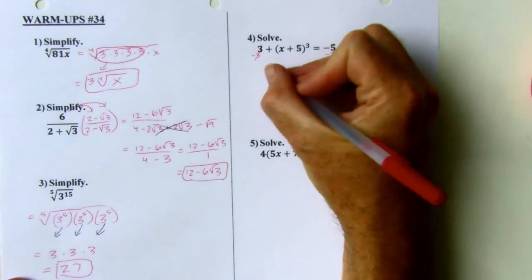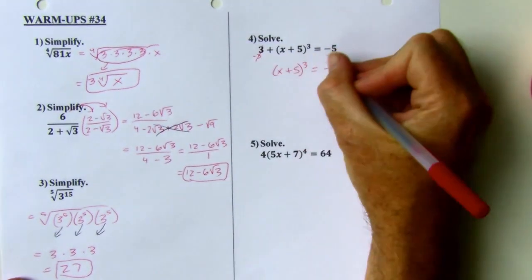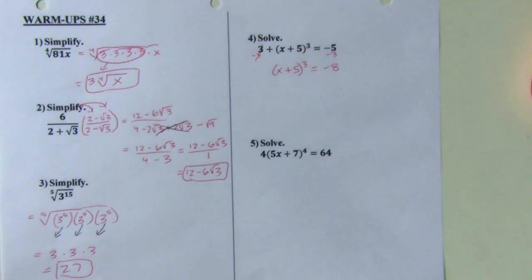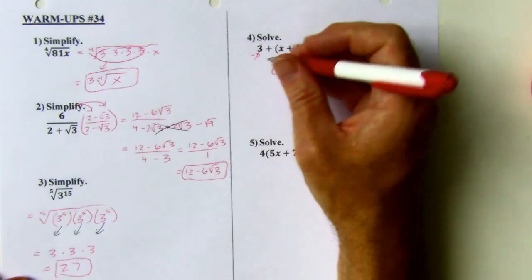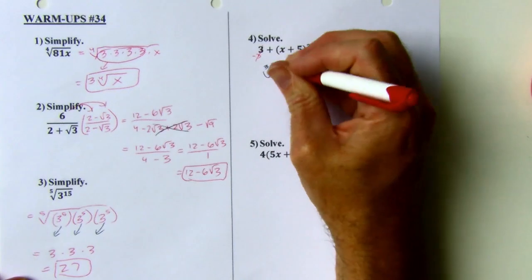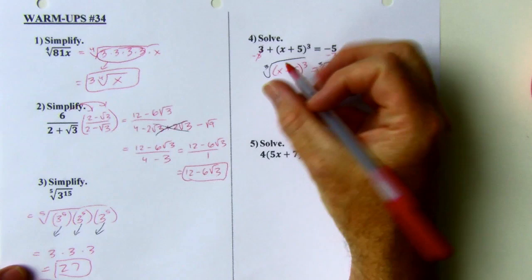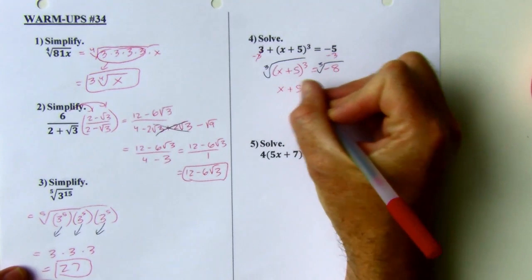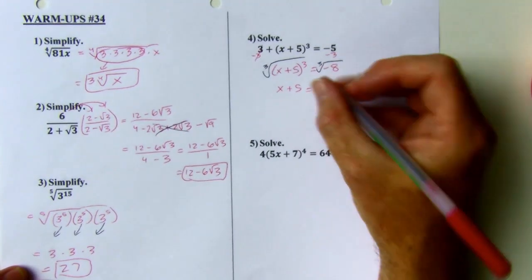So then I've got x plus the quantity x plus 5 to the third equals negative 8. Okay, and now I want to get rid of the exponent, so I'll take the square root. Not the square root, I'm going to take the cube root because it's raised to the third power, of both sides. So this will give me just x plus 5 on the left. And don't put the plus or minus when I've got an odd root.